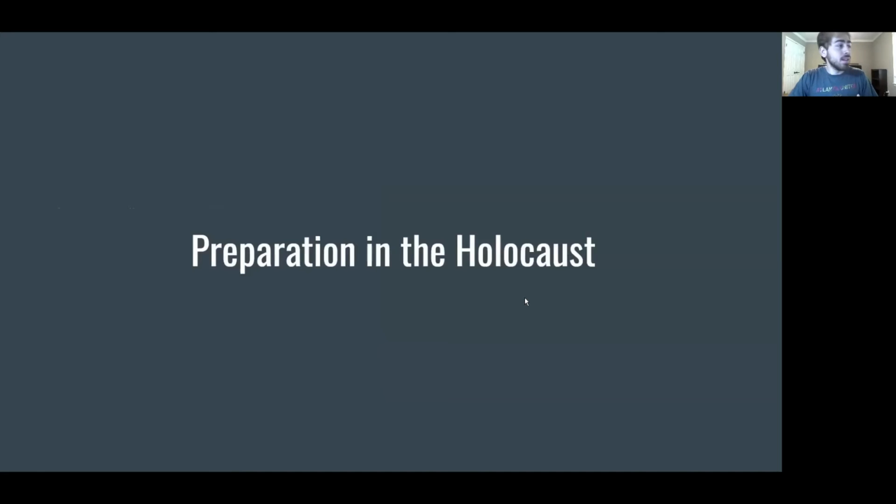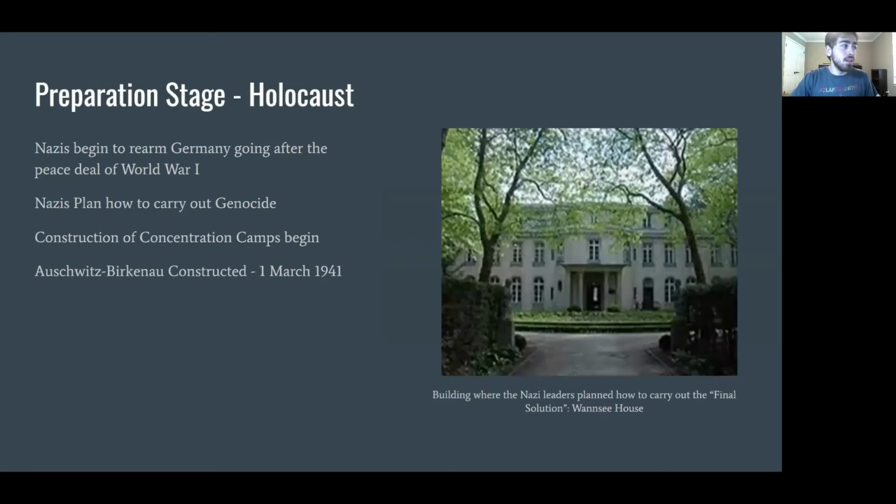Next, we're going to go into preparation in the Holocaust. Preparation, a little different from organization, is where they actually are planning how to carry it out. So this is where they begin planning how to carry out the final solution. Before it was deciding on the final solution, this is planning how they're actually going to carry it out. This is where they begin constructing Auschwitz on March 1st, 1941. This is where they plan how to carry out the genocide, such as how they're going to move the Jews into ghettos and then transport them to extermination camps later on.